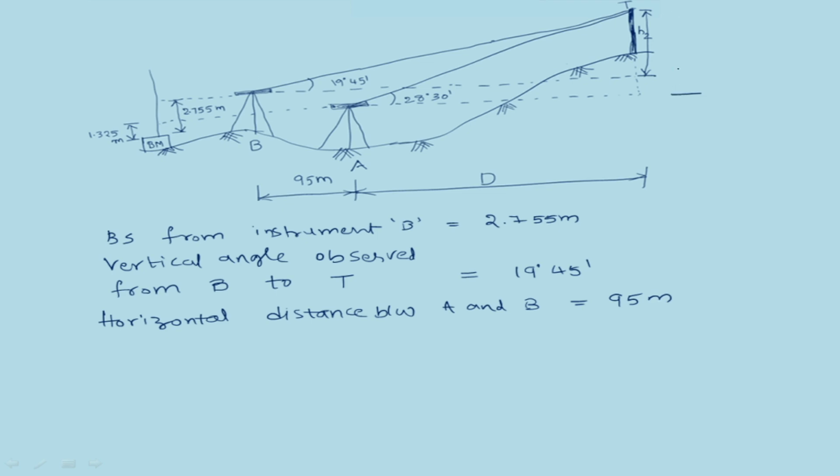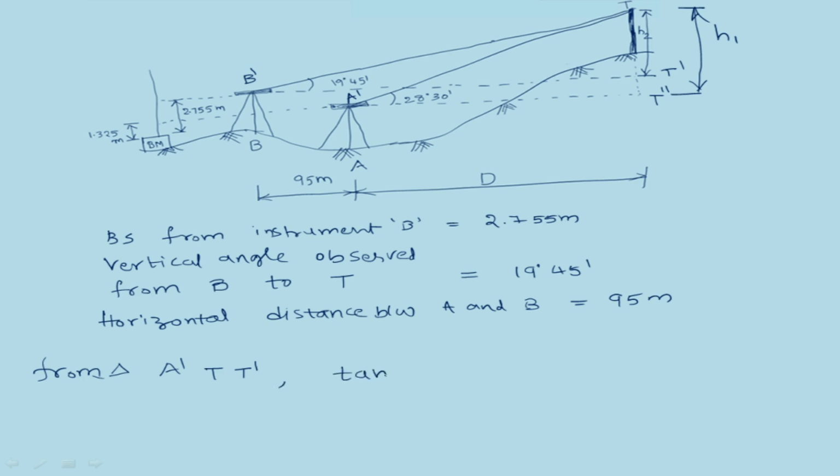The vertical distance between the instrument axis at A and the top of the lighthouse is H1, and assume the vertical distance between the instrument axis at B and the top of the lighthouse is H2. So this is A dash, this is B dash, this is T dash, T double dash. Let's observe the figure from triangle A dash T dash.